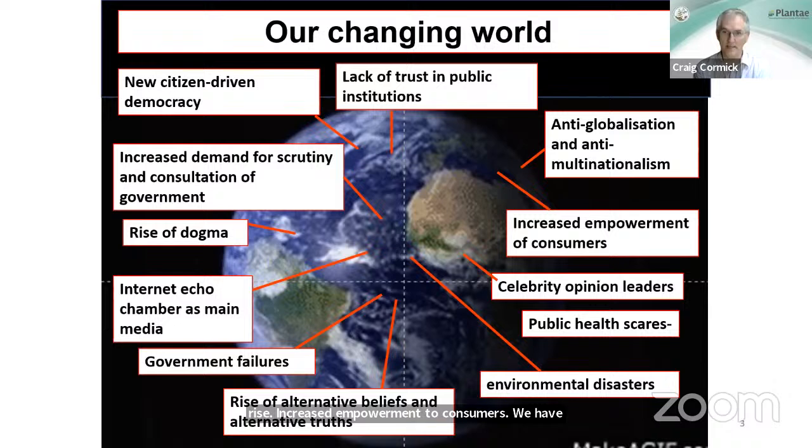We have celebrities as opinion leaders being held up as the source of all information and knowledge. We've had a lot of public health scares. We have environmental disasters. We have a big rise in alternative beliefs and alternative truths. We have a lot of government failures. The internet has become an echo chamber and the main form of media for many people. The rise of dogma, increased demand for scrutiny and consultation of government and industry, and a lot of new citizen-driven democracy, which can sometimes work against itself.